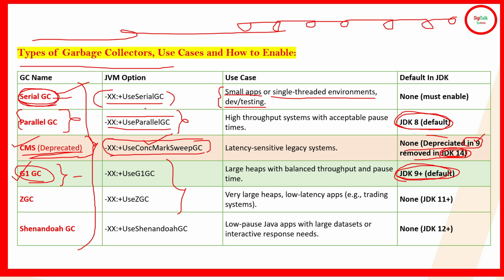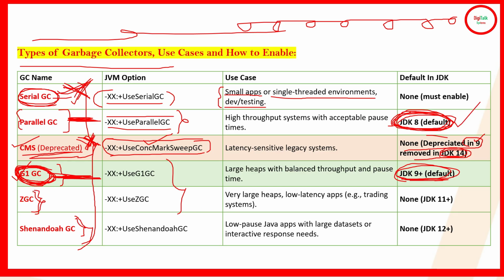So now we have eliminated a few of the algorithms. The serial GC is not really required, so we have eliminated it from the list. CMS is deprecated from 9 onwards, and from 14 onwards it is completely removed. Till JDK 8, the default is parallel GC. From 9 onwards, we have G1 GC as the default algorithm. So now one thing is clear: if you are on JDK 8, you can enable the G1 GC algorithm as well. This is definitely going to increase the performance of your application, even in JDK 8.